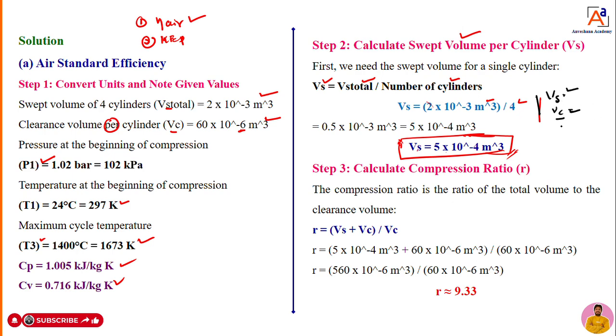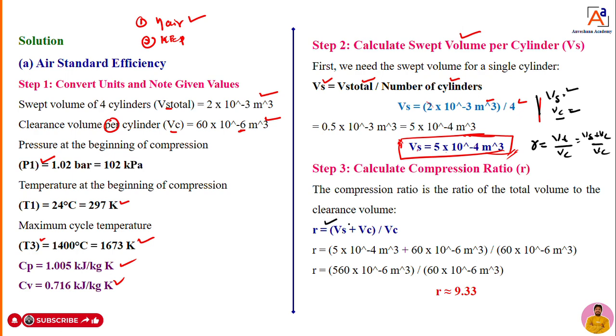Once you know the values of Vc and Vs, we can easily calculate the compression ratio. What is the compression ratio? I told you, that is nothing but V total divided by Vc. What is V total here? That also I told: V total is nothing but Vs plus Vc, divided by Vc. So the same thing I am using now.